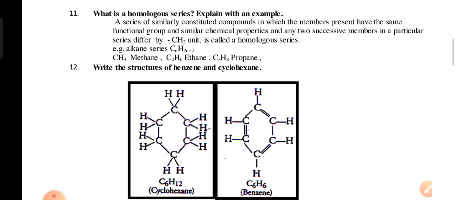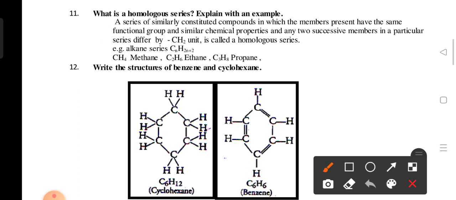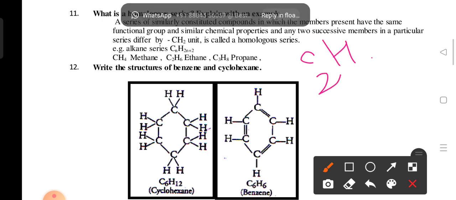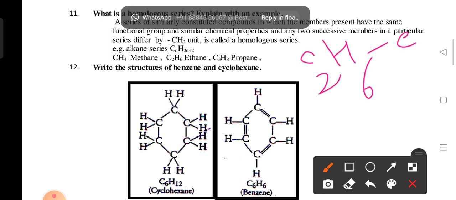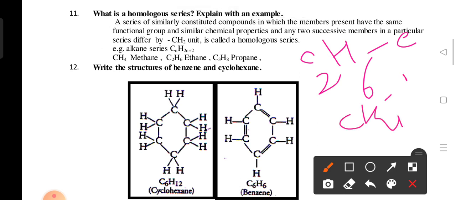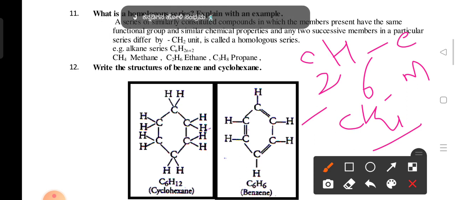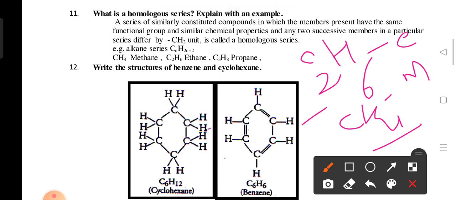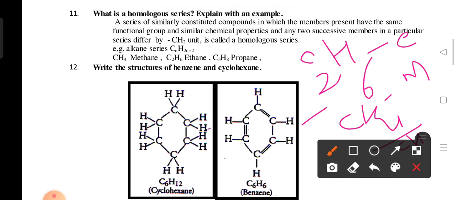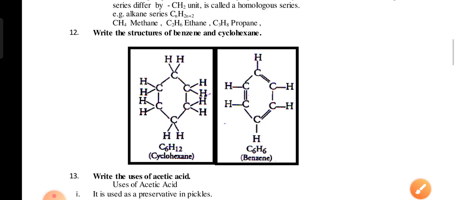In Kannada, anurupa shrenigalu. Okay. Then alkane series, if you take CnH2n+2: methane, ethane, propane. These are homologous series. How, sir, can we prove it? C2H6, what is it? It's ethane. CH4, what is it? Methane. Then we subtract methane from ethane. Then the remaining thing is CH2. That's why it's called a homologous series.